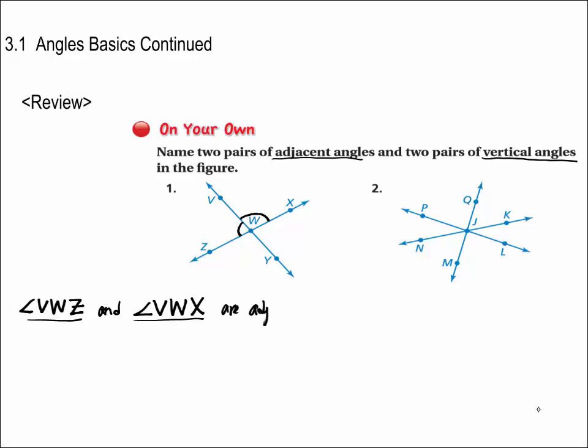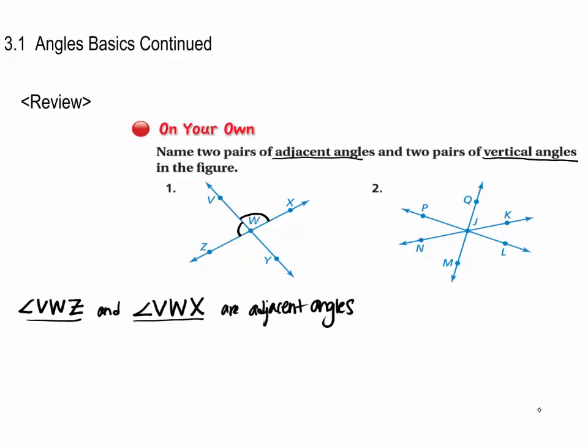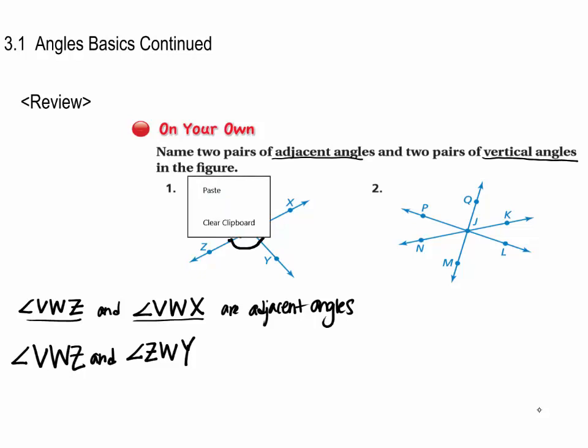So angle VWZ and VWX are adjacent angles. Another pair. We can start still with VWZ, and we can say this one is also adjacent, so it's angle ZWY. So angle VWZ is adjacent to ZWY. They're also adjacent to each other.